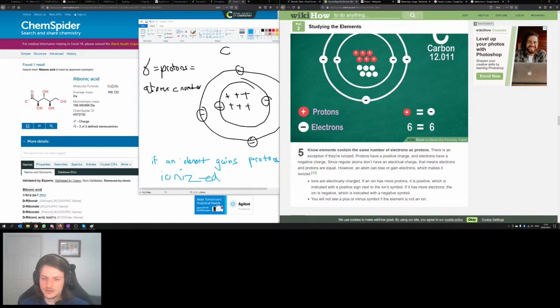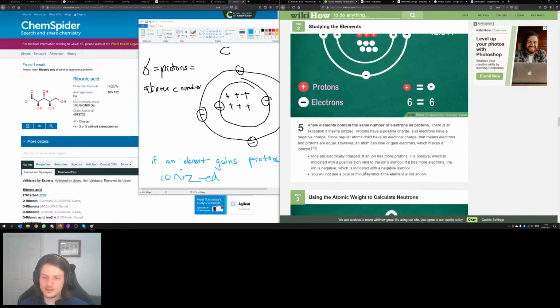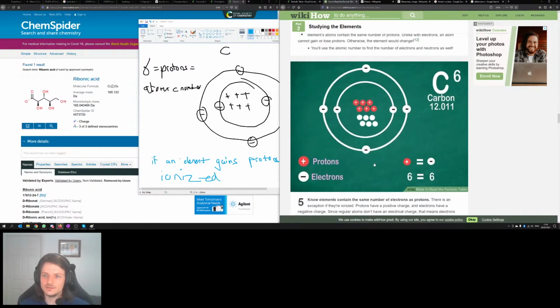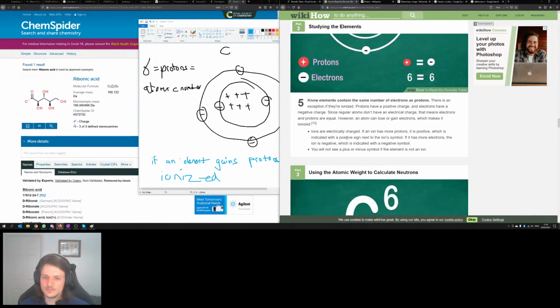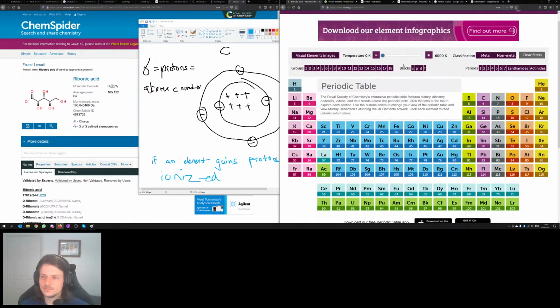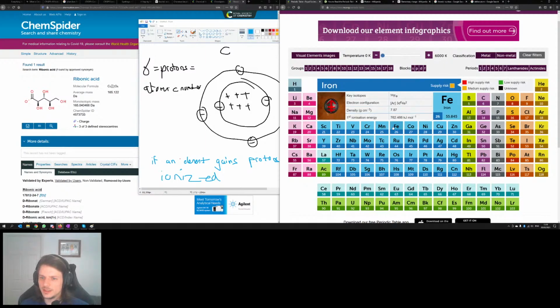Ions are electrically charged. If an ion has more protons, it is positive, which is indicated with a positive sign next to the ion's symbol. If it has more electrons, the ion is negative, which is indicated with a negative symbol. You will not see a plus or minus symbol if the element is not an ion. Okay, let's see. I guess none of these are ions because otherwise there would be something else.